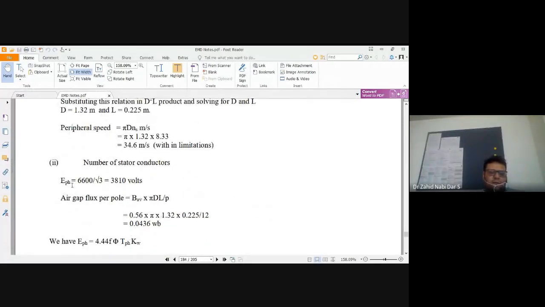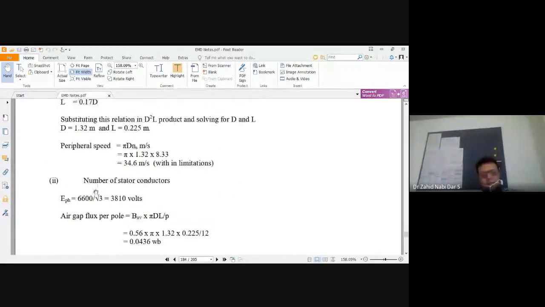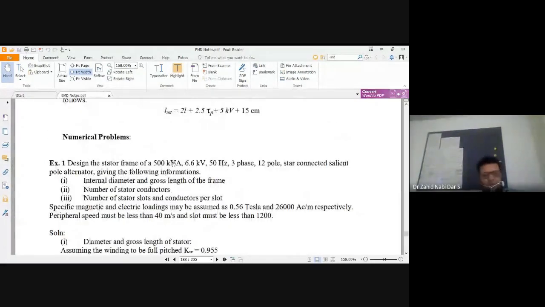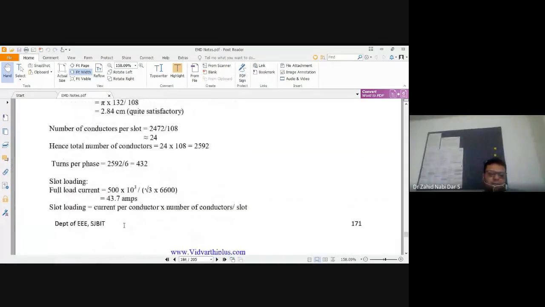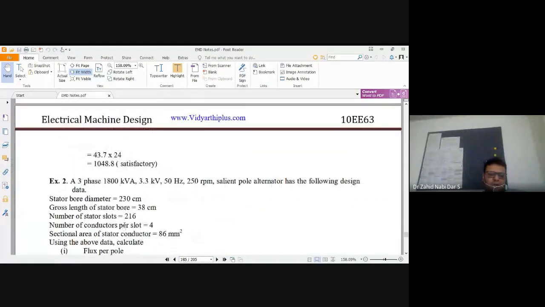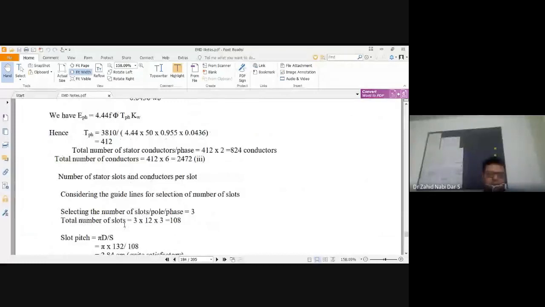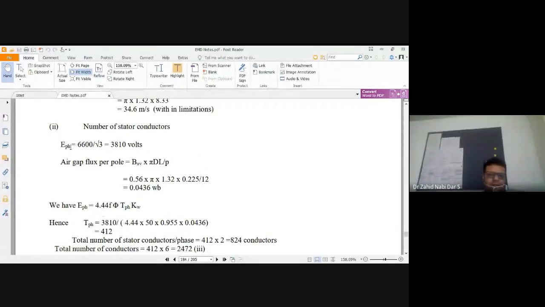See, first of all, E phase, I told you it's a star. So the moment it comes to your mind, this is 6.6 kV and star, whenever you have to substitute here, you have to divide it by root 3. So same thing he has done. He has divided by root 3. So your E phase is equal to 6600 divided by root 3. So it comes around 3810 volts.